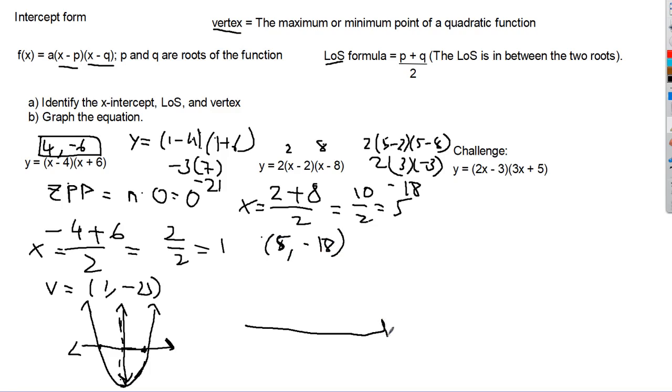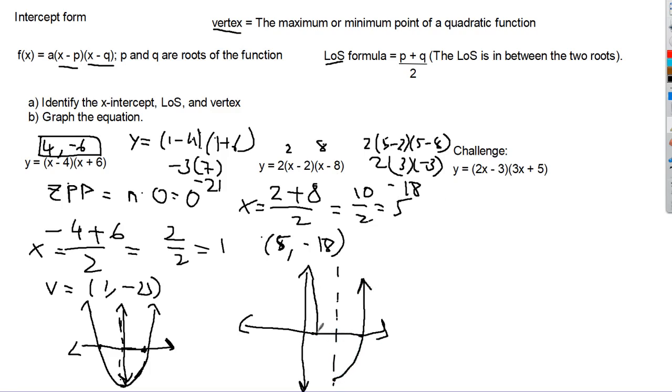Graph the equation. We already know everything. This time we have a scale factor of 2, so we know it's going to be a little bit more compressed, like the east and west sides compressed in. So we're going to do our 5 comma negative 18. First of all, we're going to draw the 5, right? And then the 5 comma negative 18 is right there. And then our two roots are 2 and 8. So we can just do that.